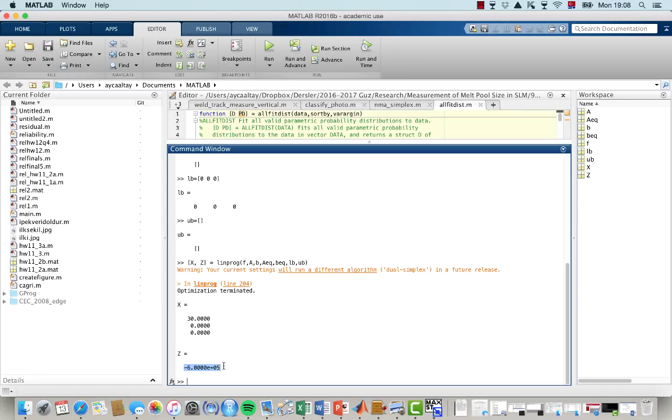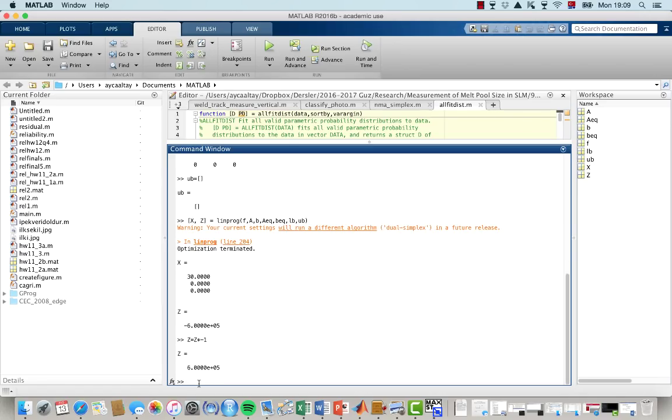Now we converted our maximization problem to a minimization problem by multiplying it by -1. So we get an objective function value of minus 600,000. We have to multiply it by -1 again to get our actual value. You don't need to do that actually, but still. So this is our objective function value. So that's all for Matlab.